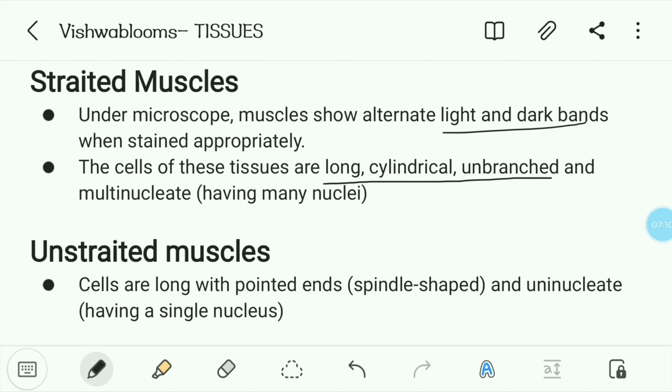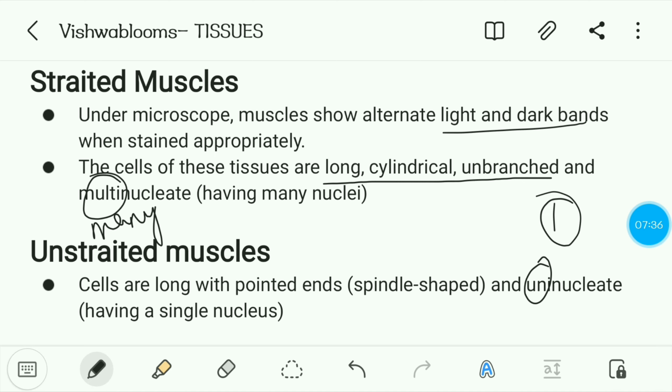Then now we will see unstriated muscles. Unstriated muscles are very long and have pointed ends. That is the shape they are in: spindle shaped, and they are uninucleate. That means they have only one nucleus. Uni means one, that's why one nucleus. Multi means many, that's why many nuclei. In that way you have to remember this.